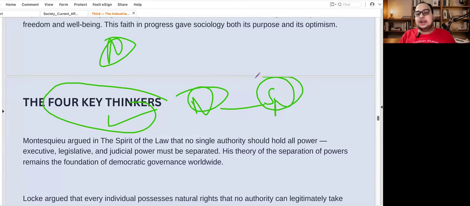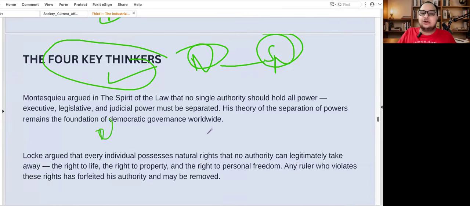It should be separated. His theory of separation of power is the foundation of democratic governance worldwide, without which there will not be any democracy. If you give all the power to the prime minister, he will absorb all the power. If you give all the power to the judiciary, they will kill all the powers of other institutions. So we need to create separate institutions with their own sphere of power.